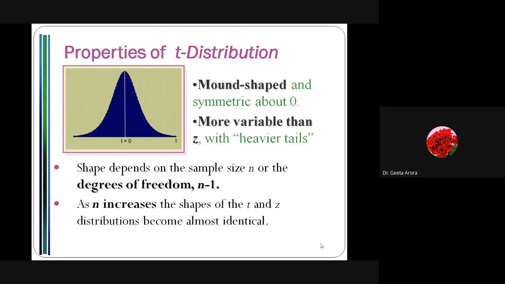Okay, one more thing we have is n. As n increases, the shapes of the t and z distributions become almost identical. As we have learned, whenever we are working with the z test, the sample size is large, and we use the t test when the sample size is small. And when the statistic of the sample is known, we will use the t test. Correct? Otherwise we will use the z test.